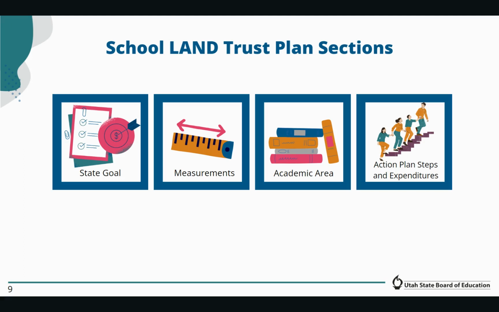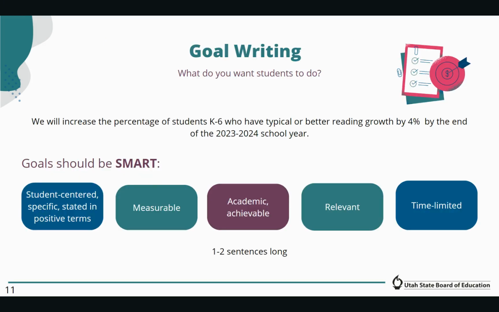The School Land Trust Plan consists of different sections: the state goal, measurements, academic area, and action plan steps and expenditures. Goals should be written in a way that answers the question, what do you want students to do? This example is, we will increase the percentage of students K-6 who have typical or better reading growth by 4% by the end of the 23-24 school year. The goals should also be SMART: student-centered, specific, stated in positive terms, measurable, academic, achievable, relevant, and time-limited. The best goals are short, sweet, and to the point, only 1 to 2 sentences long.